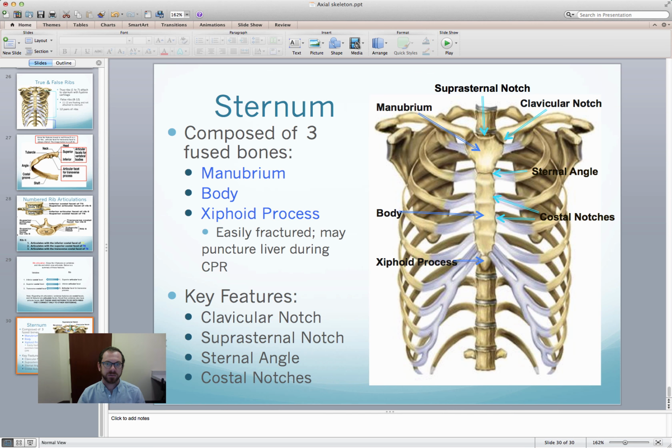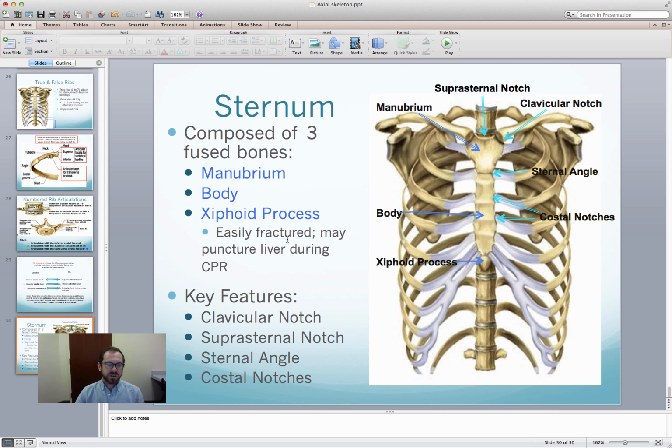Okay, and then finally, we're going to discuss the sternum. The sternum is made up of 3 fused bones. We have the manubrium here, and then the body of the sternum, and then the xiphoid process. For those of you who have taken a CPR class, you know that the xiphoid process can become easily fractured when you're doing CPR. And this is why the CPR instructor tells you to go a couple of fingers above that xiphoid process so that you're really doing those compressions on the body of the sternum.